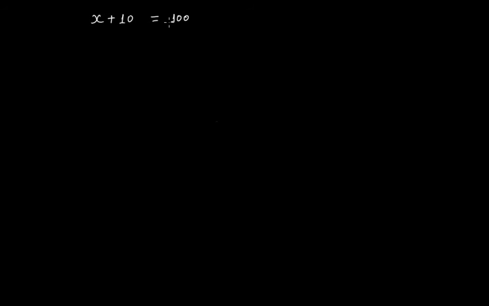So x plus 10 is equal to 100. This is LHS, that is left hand side, and this is right hand side, RHS. If I subtract 10 from this side, this will be x plus 10 minus 10, and this will be 100 minus 10. And why did we do this? So that we could get something like this: x plus 10 and minus 10.